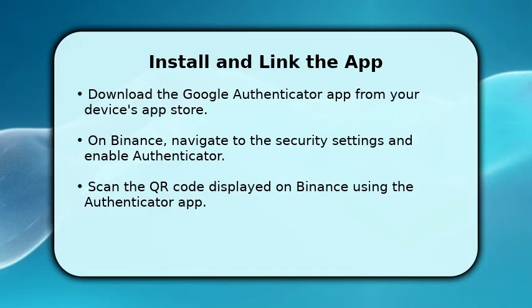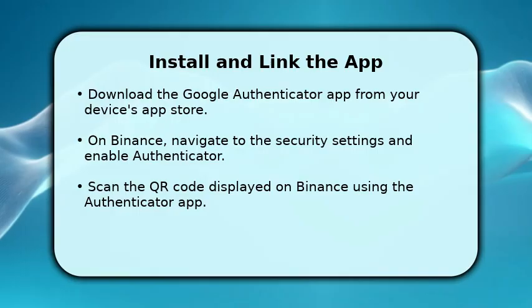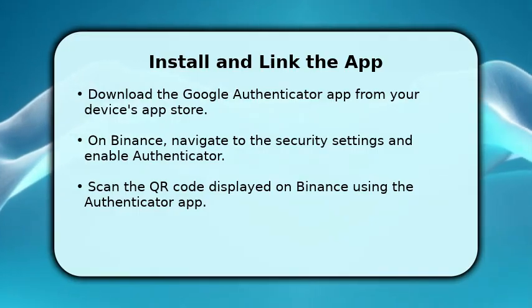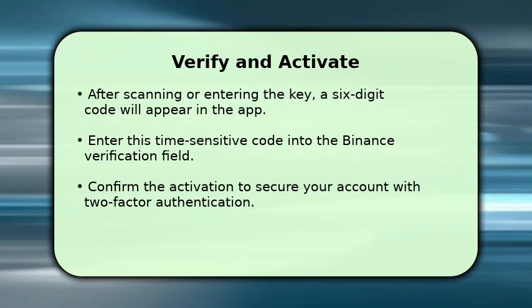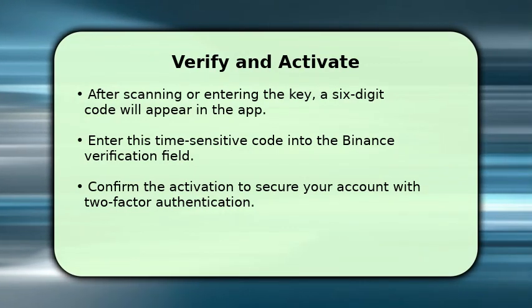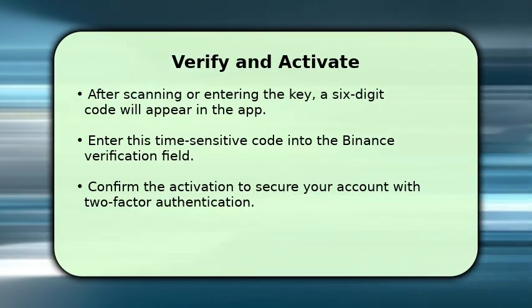Open your Google Authenticator app, tap the plus sign, and either scan the QR code or manually enter the key to add your Binance account. After successfully linking, the Google Authenticator app will generate a 6-digit, time-sensitive code. Quickly return to the Binance app and enter this code into the designated verification field. Confirm the activation to enable two-factor authentication on your account.